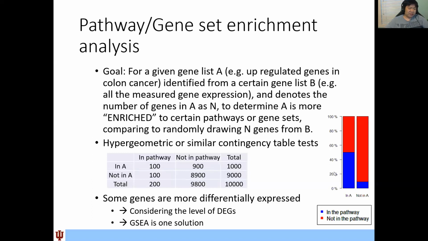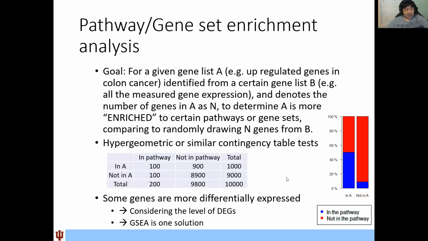From this, we can see that the genes in A are more enriched in the pathway, or the pathway is more enriched by the genes in A. For example, if A is upregulated genes, the pathway is more enriched by the upregulated genes in A. And you might have learned that the hypergeometric test can test the statistical significance of such contingency table-based statistics.